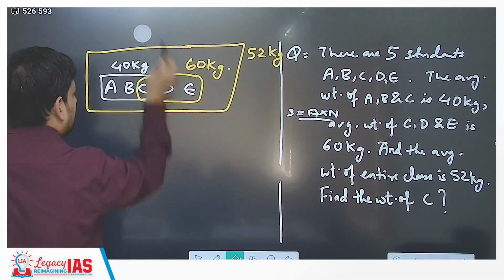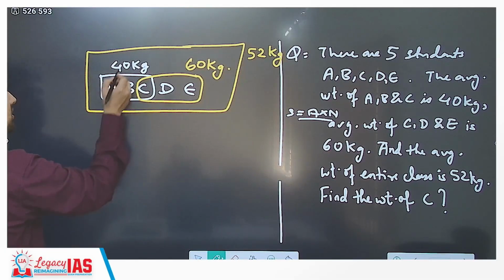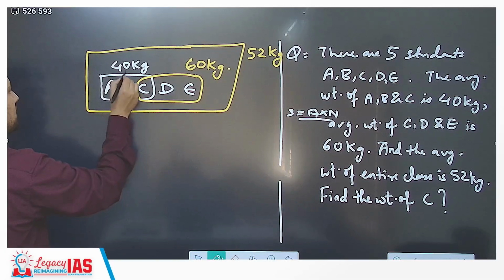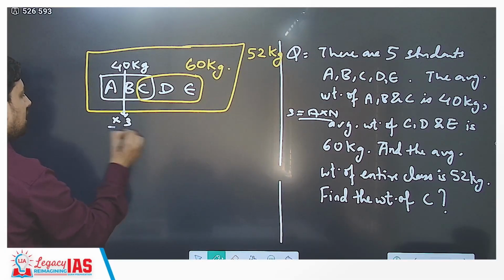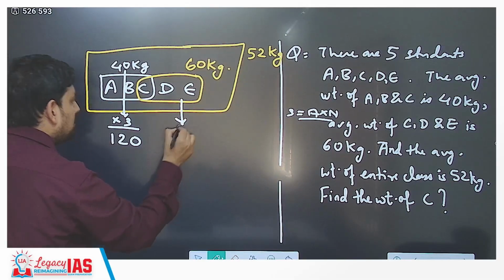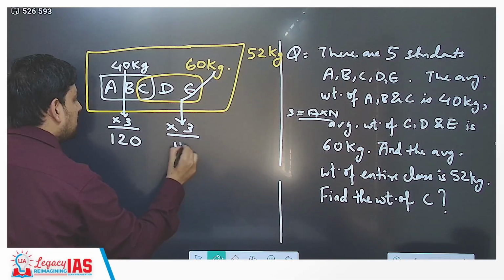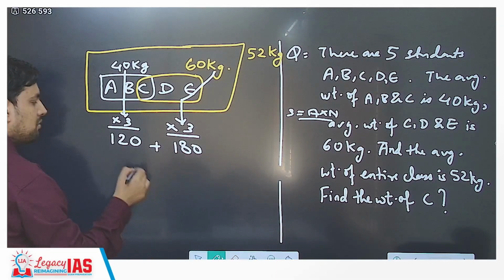So this is for three people. What sum can you get from this? 40 into 3 gives you 120. This is also for three people, so 60 into 3 comes out to be 180. You add them both. What do you get?